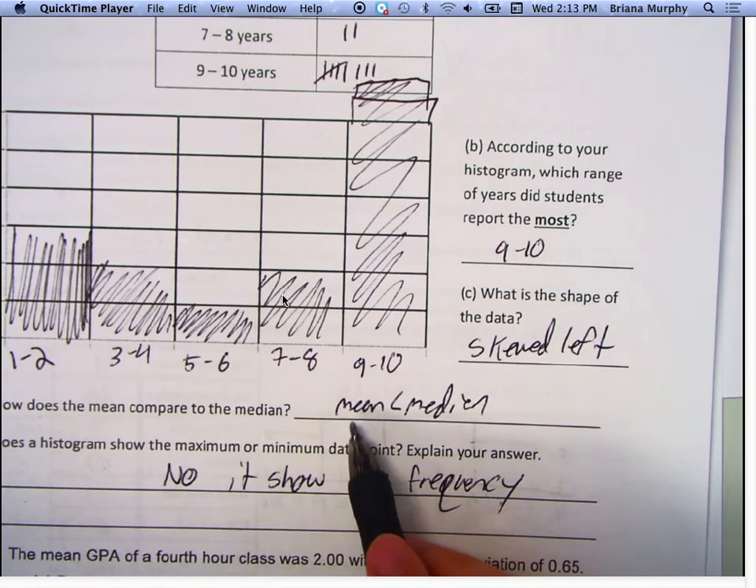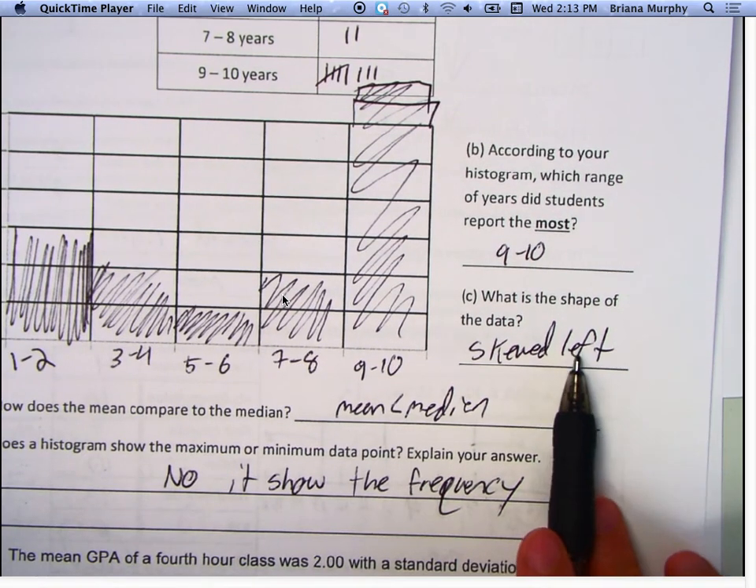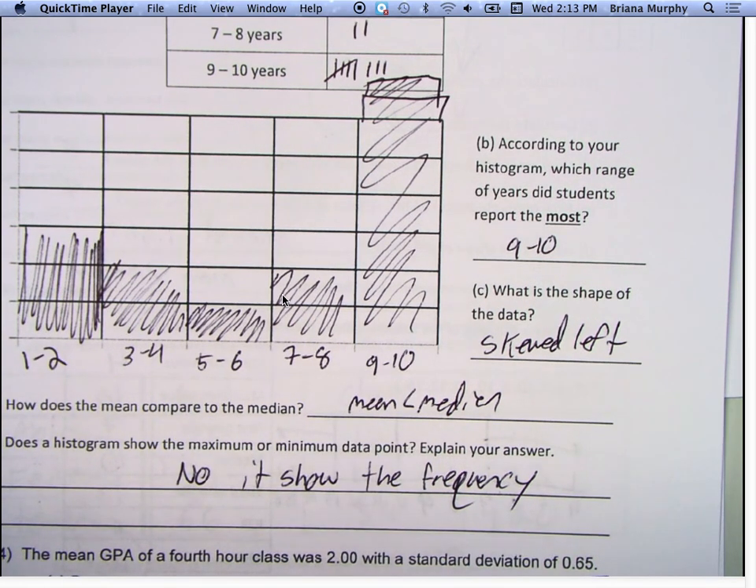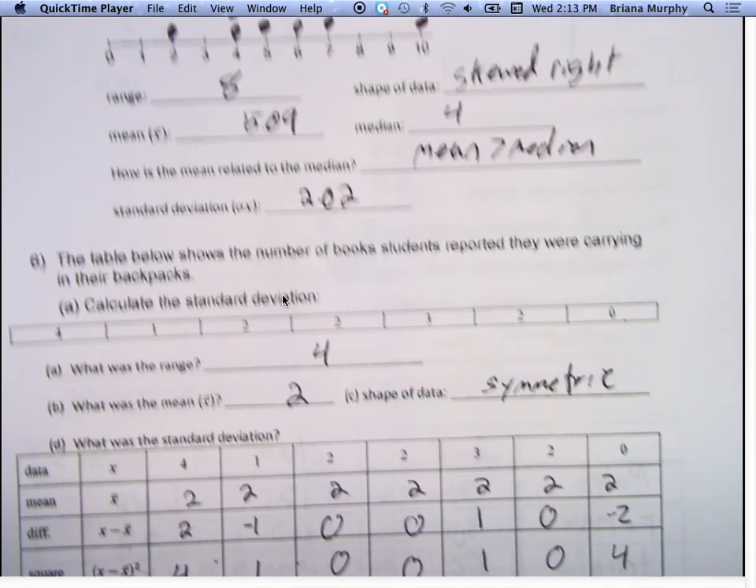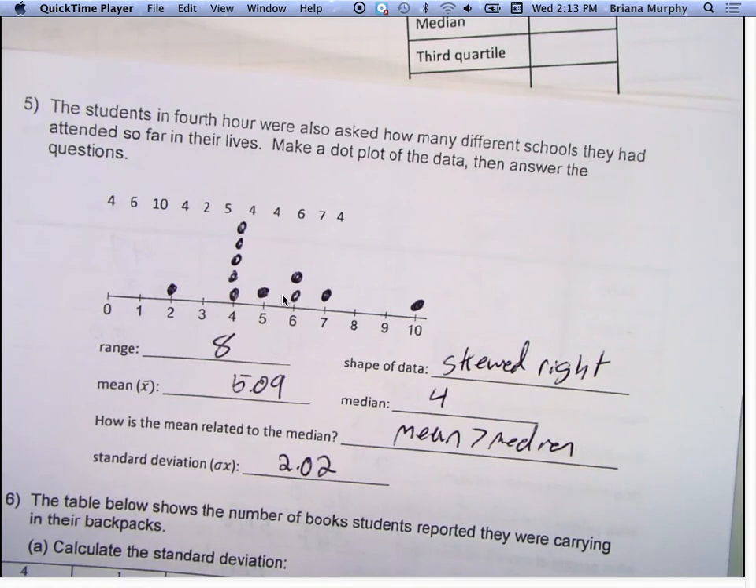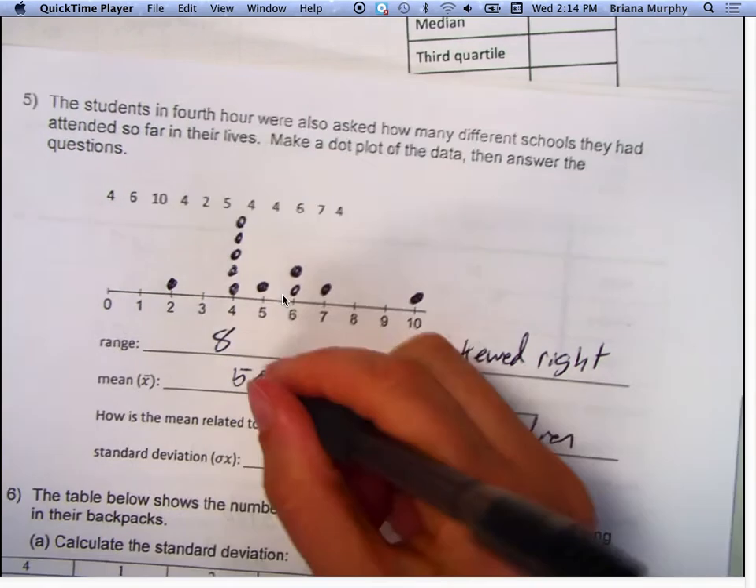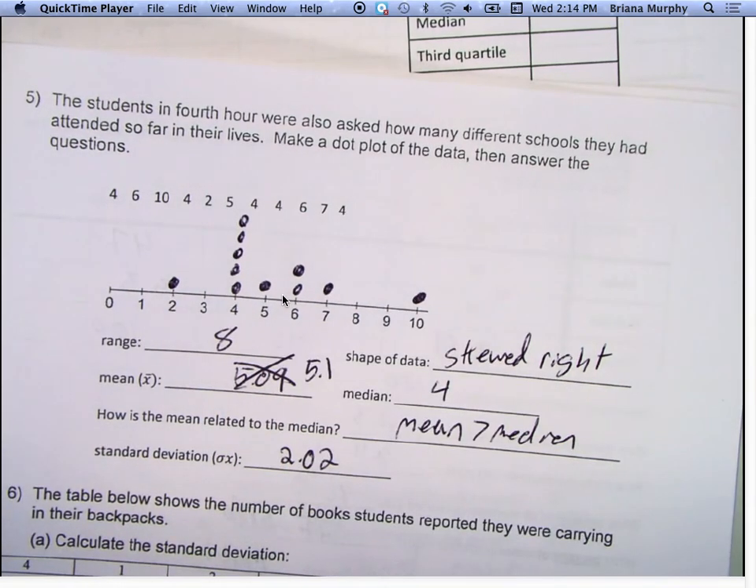So right here, the mean is bigger. We know it's skewed to the left, so we know that the median has to be bigger. Skewed to the left, median bigger. Skewed to the right, mean bigger. Symmetric, same. Yes. So for 5, you said the mean is 5.9. Yeah, or 5.1 you could put. You want to round to the nearest tenth. There you go. Yes. Almost exactly the same as the review. Yes.